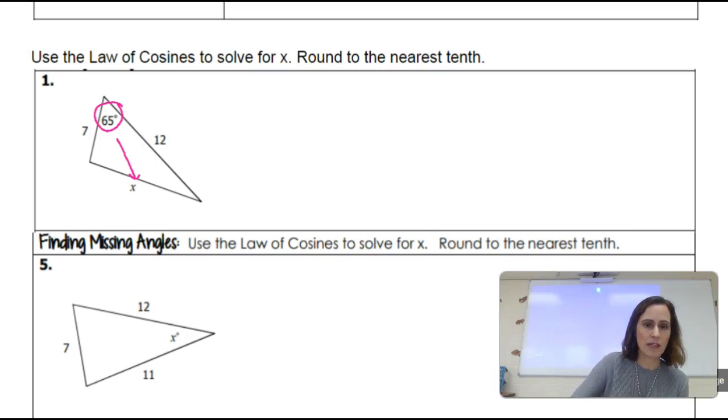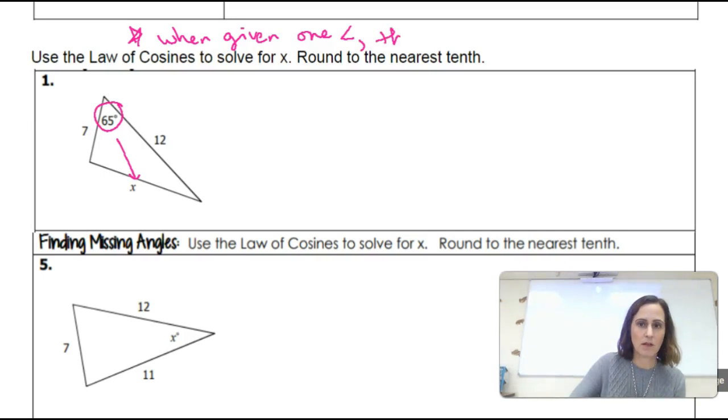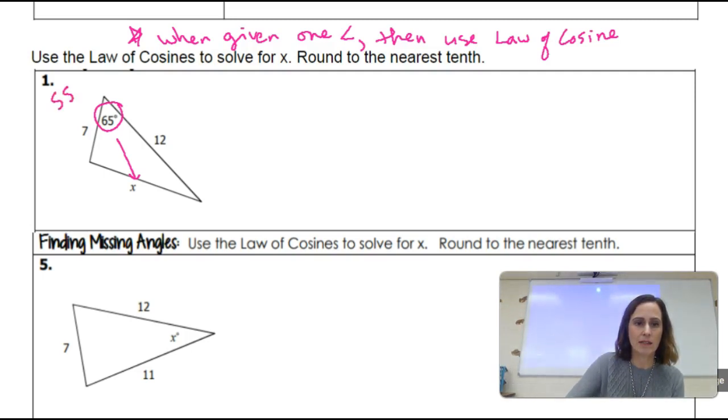So let me go ahead and write that down. So when you're given one angle, then use law of cosines. Okay? Now this example, because we're given all three sides, is an example of side, side, side from when you learned last year.